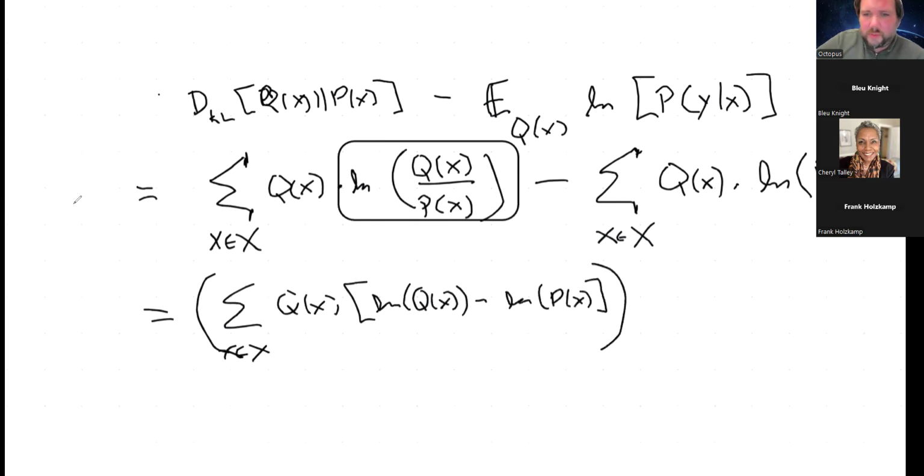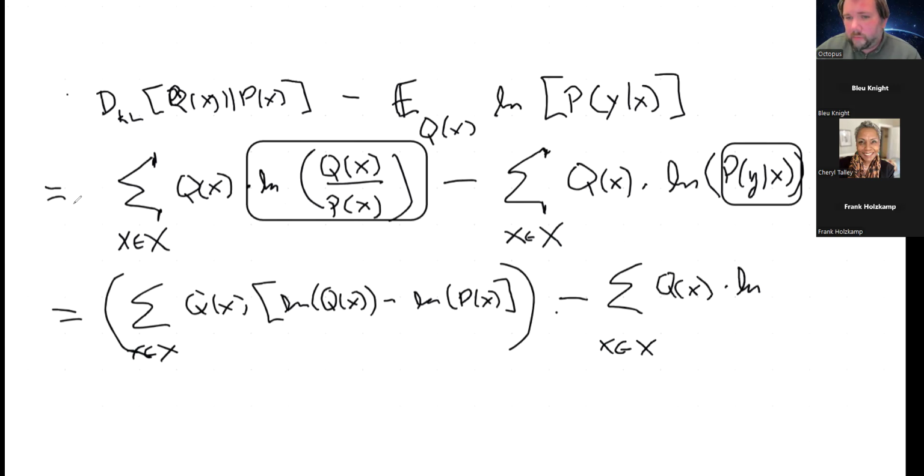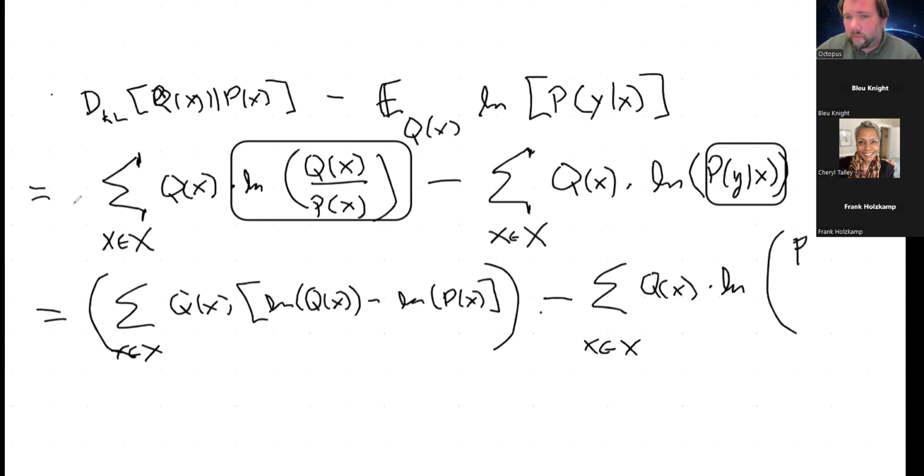And then in the interest of space, I'm also going to replace something here. I'm going to replace this probability of y given x with an equivalent way of rewriting it, which is q of x times natural log of... An equivalent way of writing the probability of y given x is the probability of y and x divided by the probability of x.